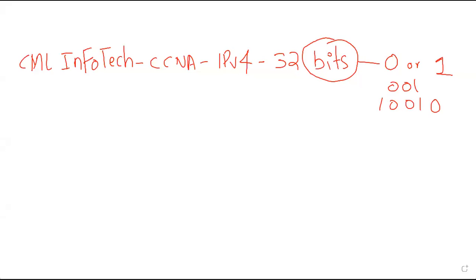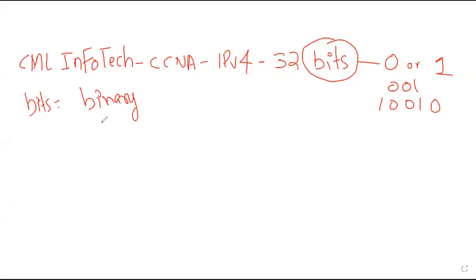I request your full attention here when we're talking about IPv4. First we need to understand how we can write these 32 bits. When I say bits, this is called a binary number.